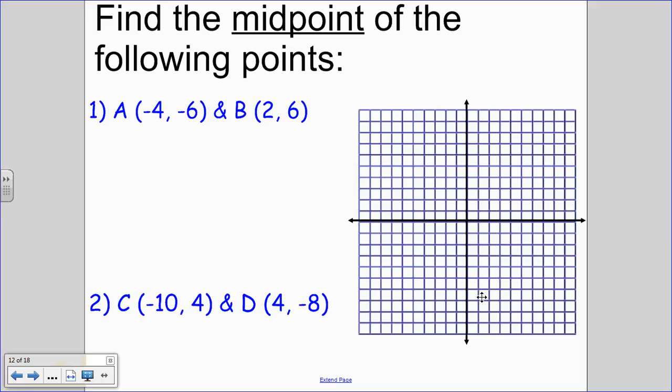All right, this problem set wants us to find the midpoint. So we're going back to our distance and midpoint notes from Unit 1. To find the midpoint, the formula from your formula chart is essentially x plus x over 2, y plus y over 2. So I'm going to find the midpoint between A and B.